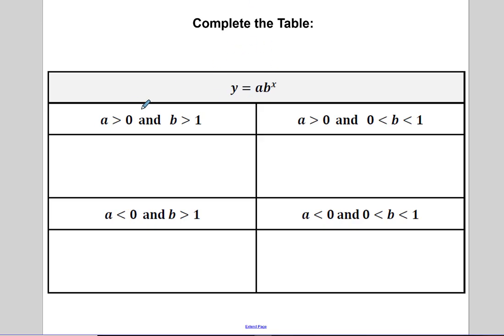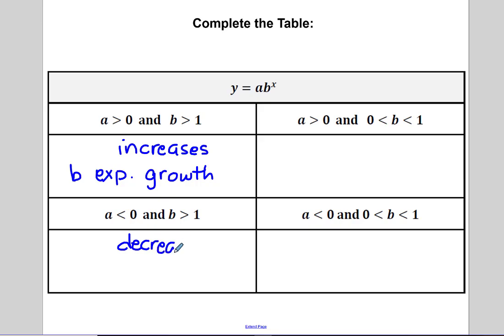Here we can complete a table to summarize what we just saw. When A is positive and B is bigger than 1, the base is bigger than 1, we're going to have a function that increases, and B is going to be exponential growth. But when the A value is negative, the graph won't increase anymore. The graph will be decreasing, and the B is still going to be exponential growth. It's just going to be exponential growth in a negative direction.